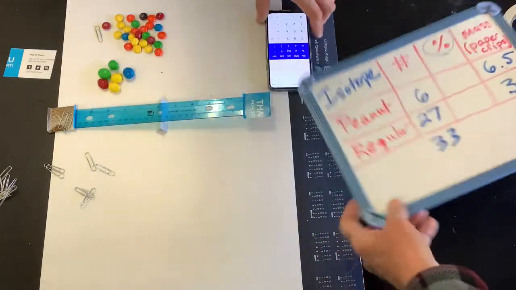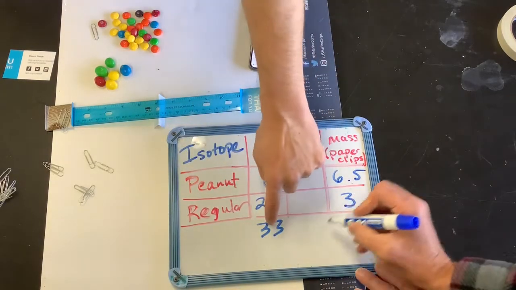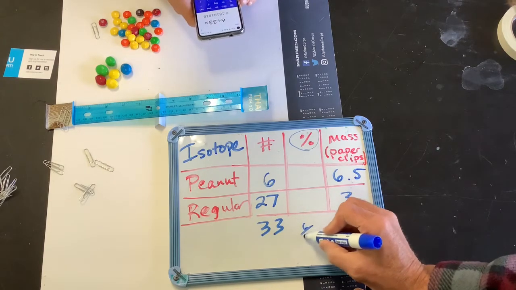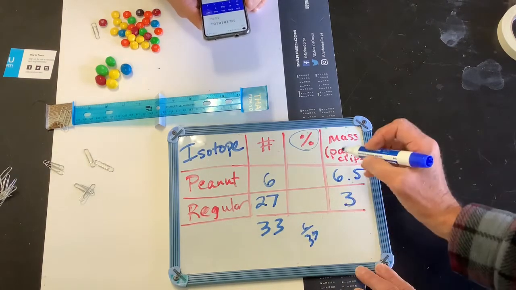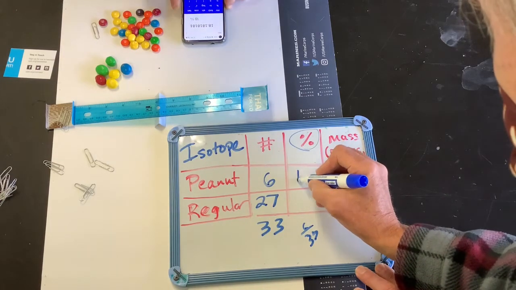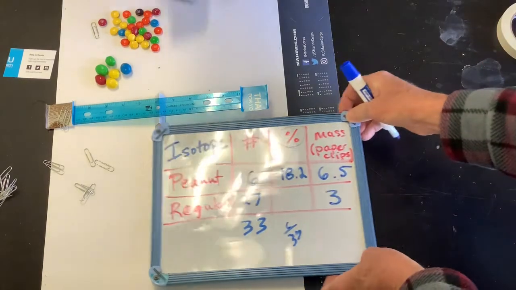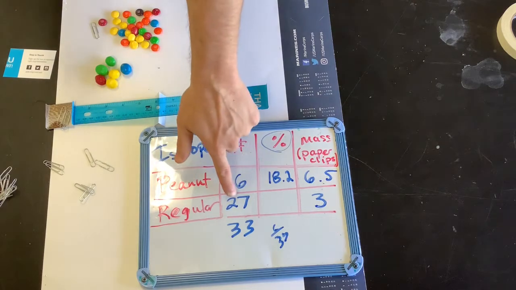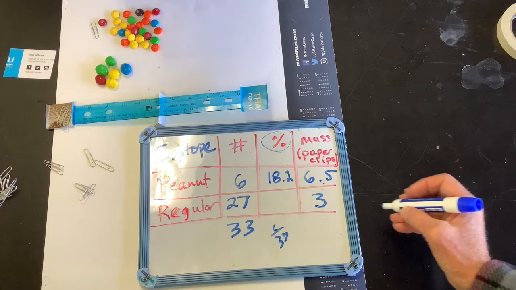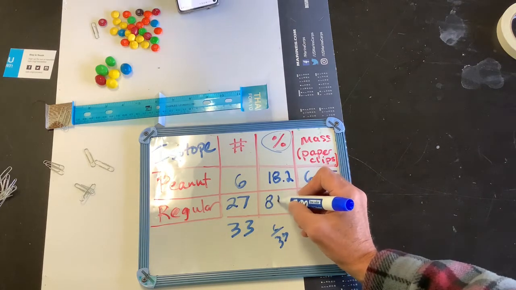Then to change them to percentages, we're just going to divide each one by the total. So 6 divided by 33 times 100 to change it to a percent is, let's say, 18.2%. And then we'll take 27 divided by 33, which should be the leftover out of 100%. So 27 divided by 33 is 81.8%.